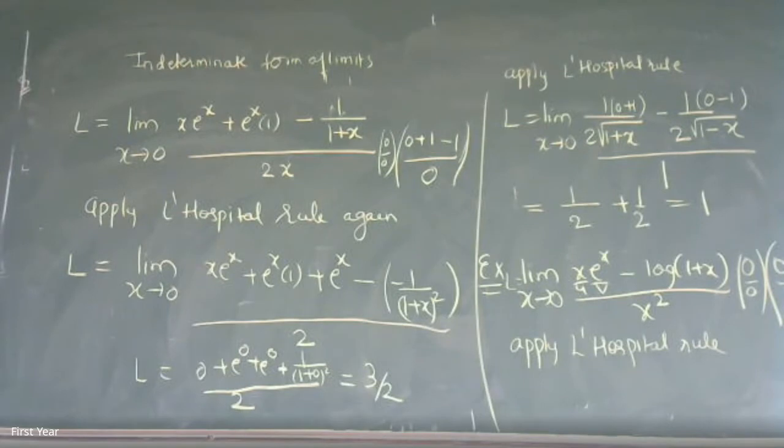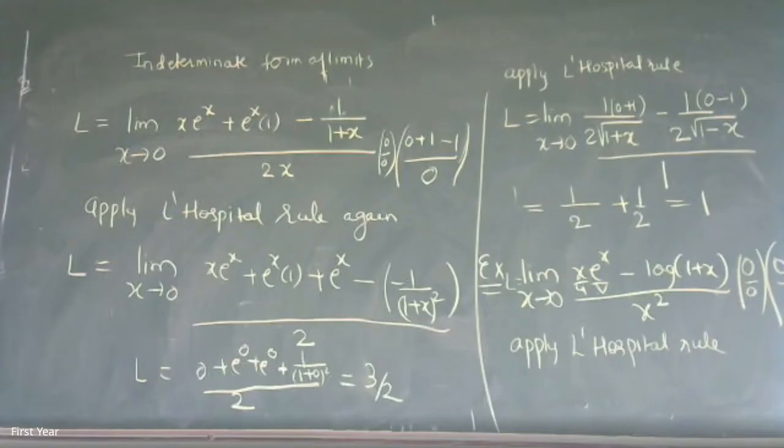When x was in the denominator, the answer came on applying it just the first time. Why? Because the denominator was becoming finite. Again, when you have x square, how many times do you have to apply? 2 times. So if the denominator is a polynomial, whatever the degree is, that many times you have to apply L'Hospital's rule.